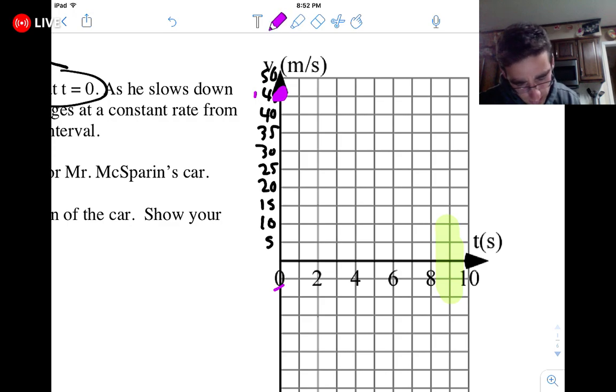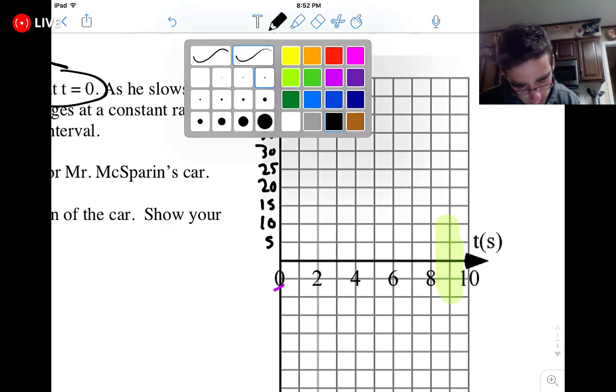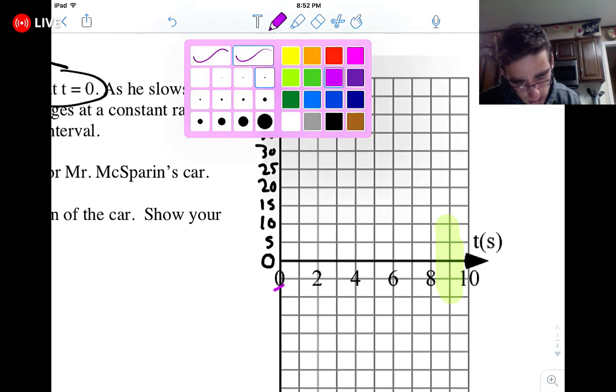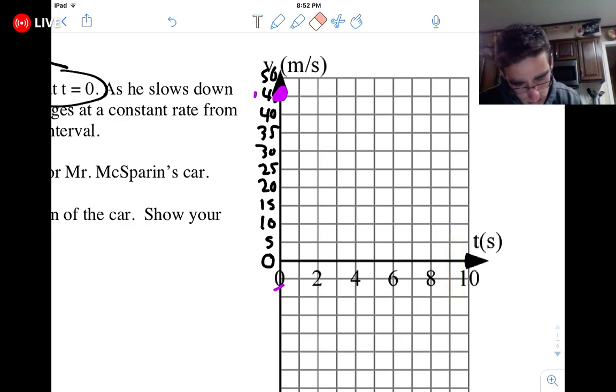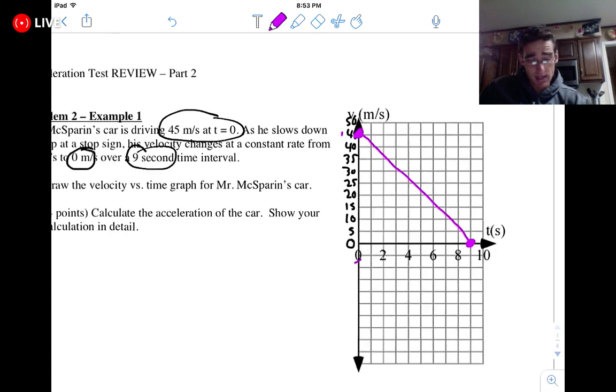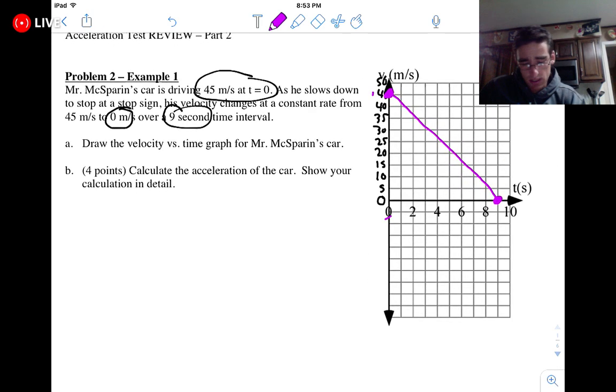And actually, I could even write in 0 there. Okay, so my new point is going to be at 9 seconds and 0 meters per second. All right, so I've got my start and my finish, and then I'm just going to connect the dots. Now, that's all you got to do for the graph, guys. So that's part A. Check. That's done. Just make sure you number it and draw the line in the right direction.